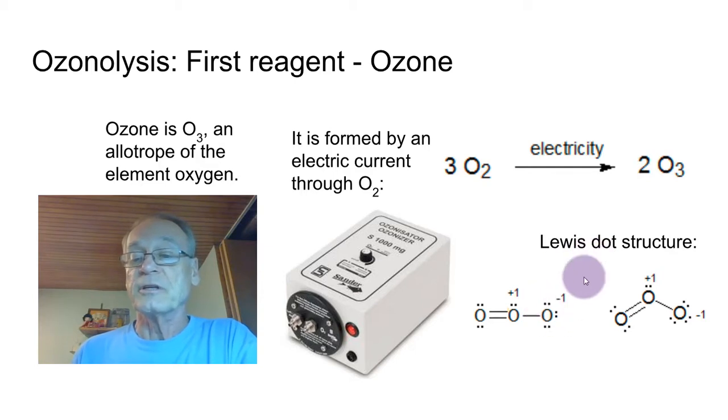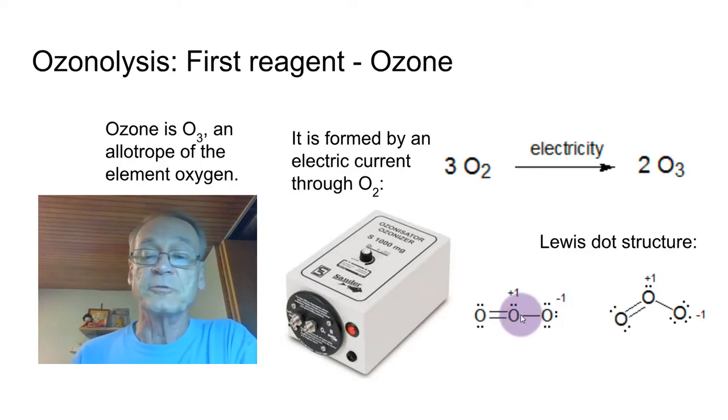Here's the Lewis dot structure in case you've forgotten. Ozone has 3 oxygens, not in a ring, one in the middle, one on the side with a double bond to it, and one on the other side with a single bond to it. This is a regular oxygen with 2 bonds and 2 lone pairs. This is a negative oxygen with 1 bond and 3 lone pairs.